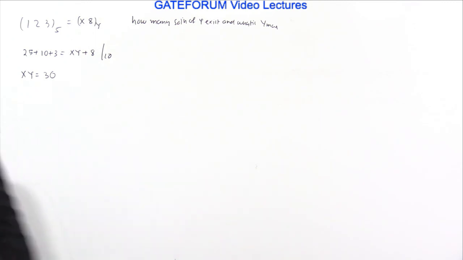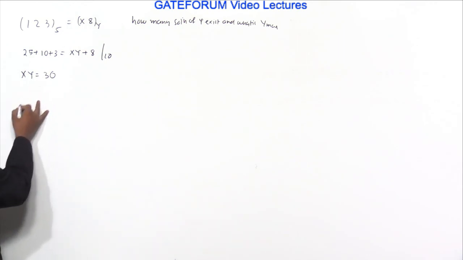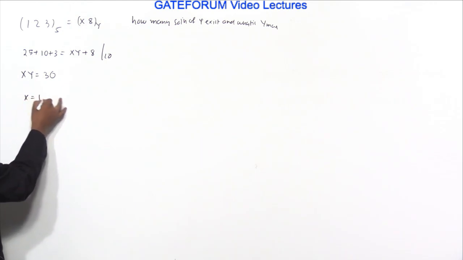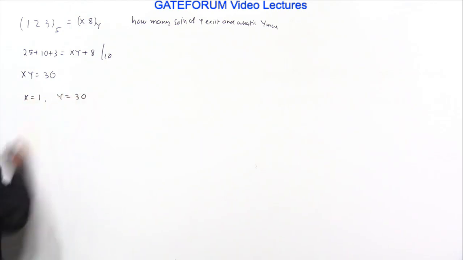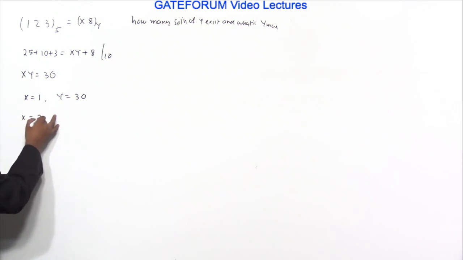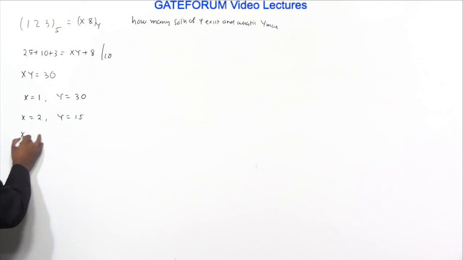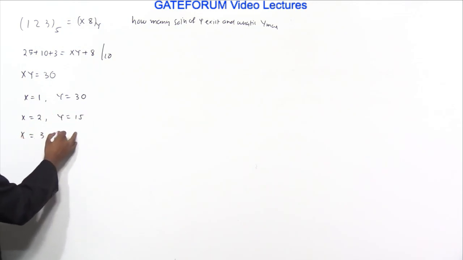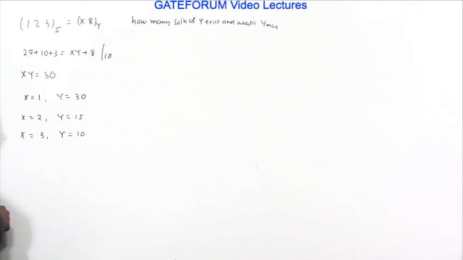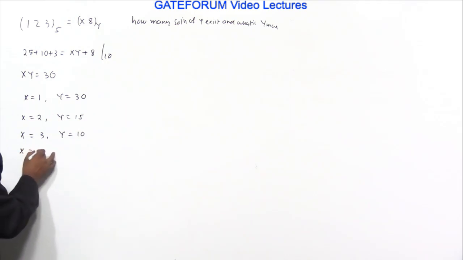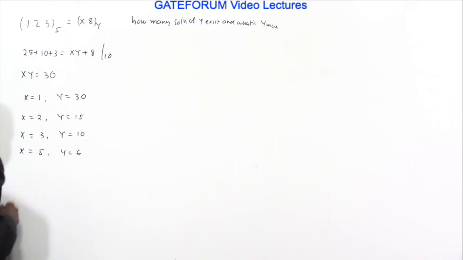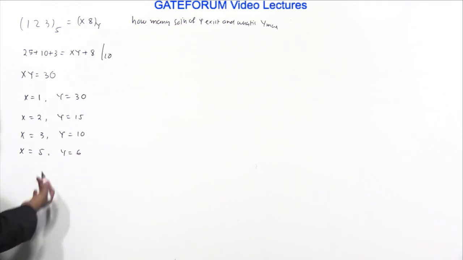Now, if I want to get the x and y possibilities for this, what are the options available? You can think x equals 1, y equals 30. Someone can think x equals 2, y equals 15, so that the product is 30. Someone can think x equals 3, y equals 10. 4 is not possible. Someone can think x equals 5, y equals 6. That's all. Beyond that, we will not get anything, right? So this is one possibility.